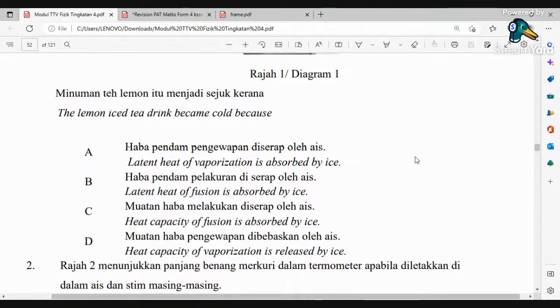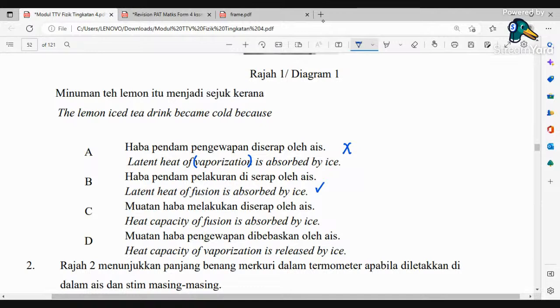Latent heat of vaporization is absorbed by ice. The process here is just melting. Kalau vaporization, this is not melting, this is boiling. So it's wrong. Latent heat of fusion is absorbed by ice. Yeah, correct. For the melting process, ice will absorb heat from the drink, thus it melts. So the drink will become cold because the drink lost heat.